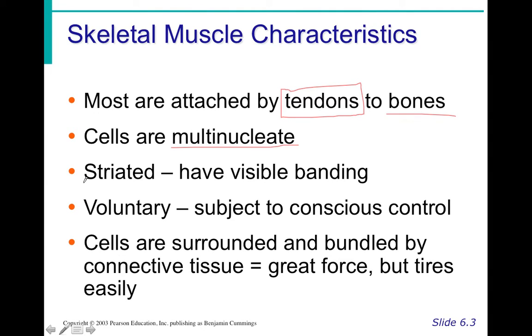You'll recall from chapter 4, or you won't, that skeletal muscles are striated, which means there are stripes you can actually see on them. Their contraction is voluntary. I'm thinking right now that I need to click on the mouse and draw a line, and I'm controlling that consciously, so that's a voluntary skeletal muscle, subject to conscious control. The cells are surrounded and bundled by connective tissues like fascia, and of course the tendon that connects them to the bone.